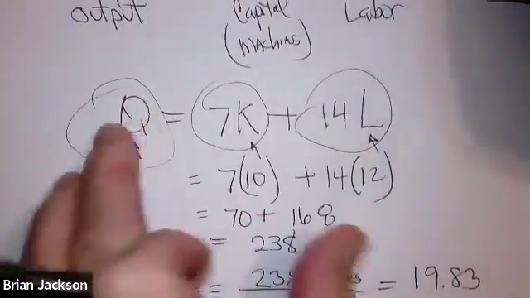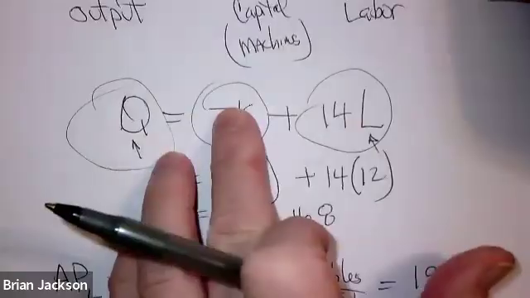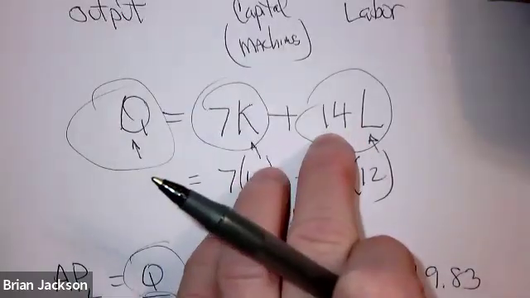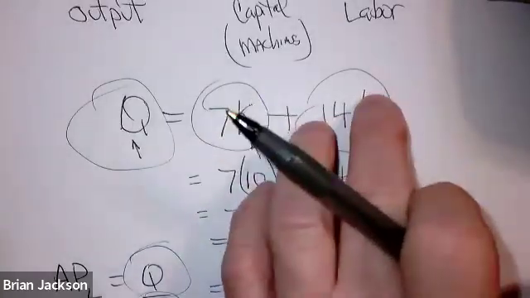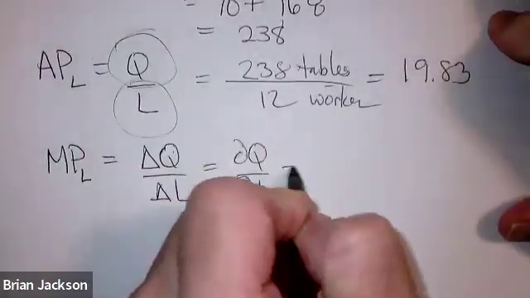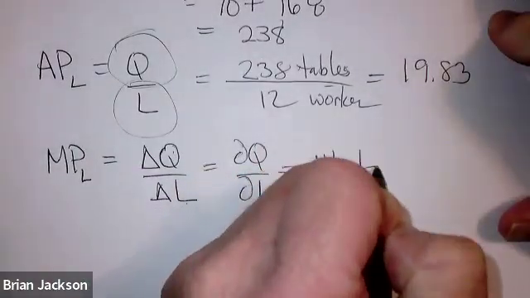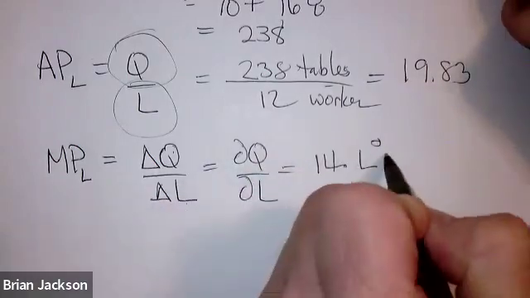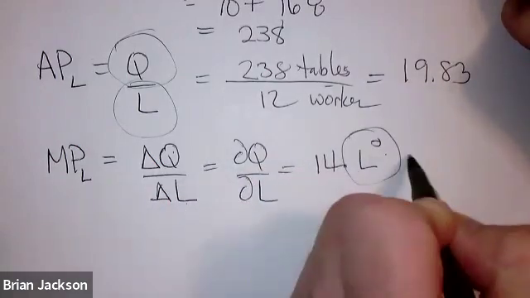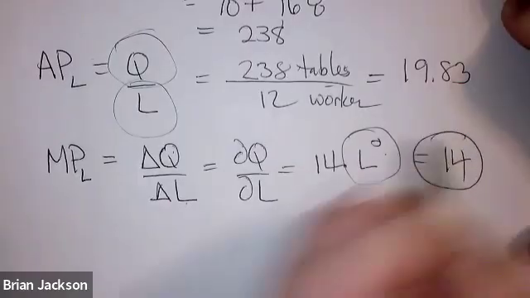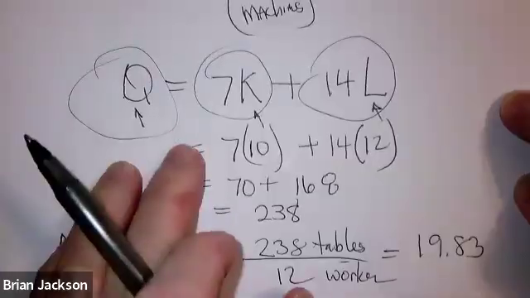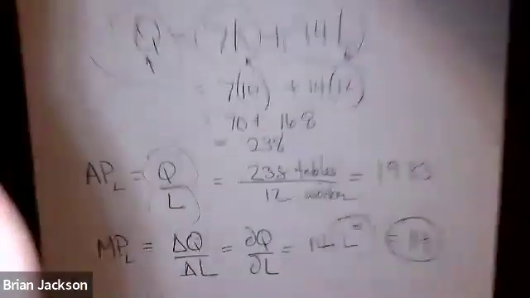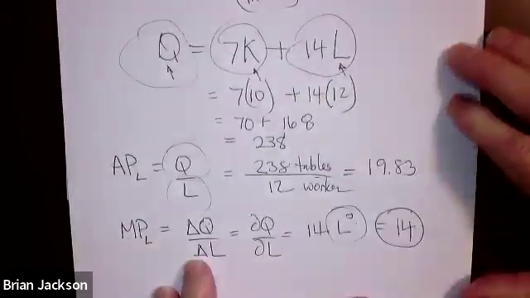And so what is the derivative of this with respect to L? Well, you treat this as a constant and you just pull this coefficient down. So this would be 14 times 1 L to the 0. Of course, L to the 0 is 1, so this is just equal to 14. If you want to write it that way, you can: L to the 0, knocking the old exponent down by 1. But any number to the 0 power is equal to 1. So this is just 14. Okay, the marginal product of labor for this output function is simply 14.